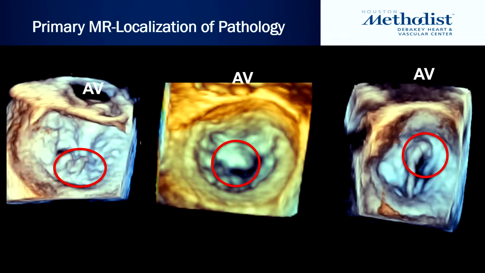And these are some 3D TEE examples showing how we can use 3D to localize the site of pathology. So the first image, you have an A2 flail. This is where you have an A2 prolapse. So P2 flail, A2 prolapse, and this is an A3 flail.